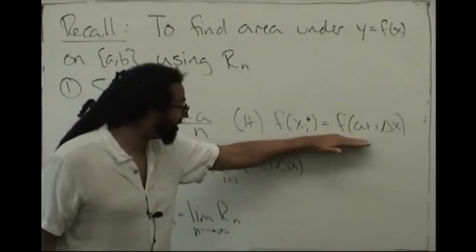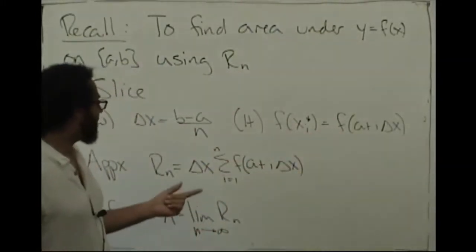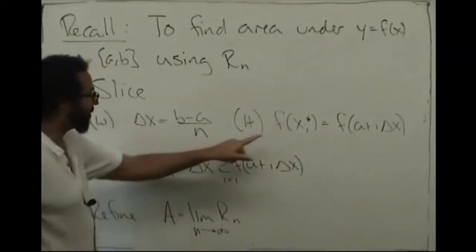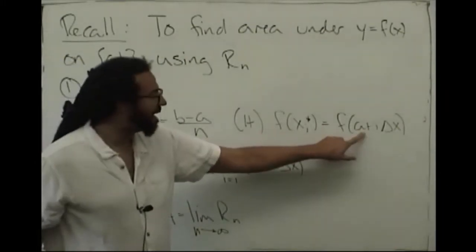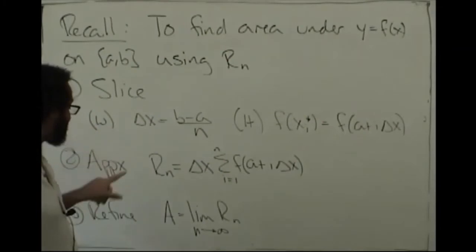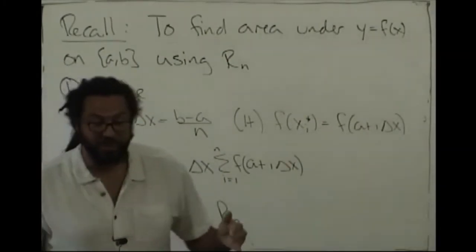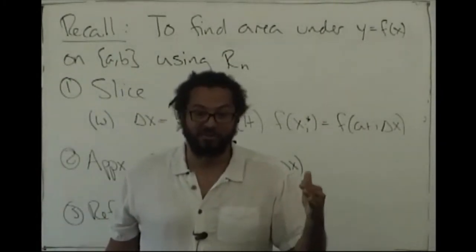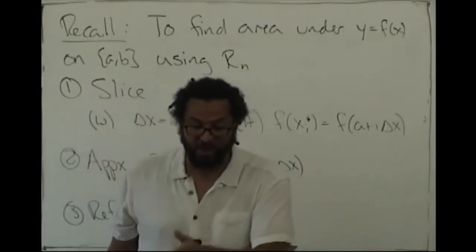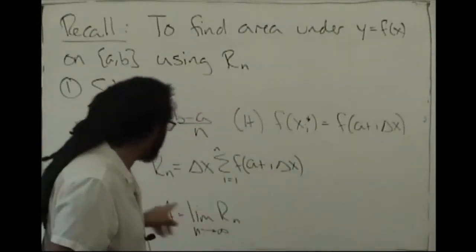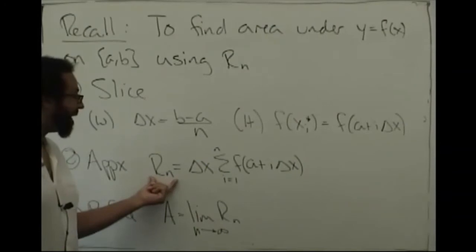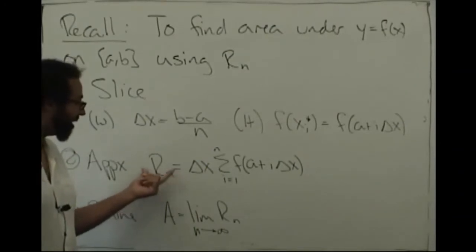So here's the height of each rectangle, and the area of the rectangle is just the width times the height, right? So f of x_i star, or f of a plus i delta x, times delta x. And then for the approximation, what did we do? We added up the areas of all of the rectangles. There were n rectangles, we find the area of each one, and then add all of those areas up. That's what we called R_n, the right endpoint approximation to the area under f.